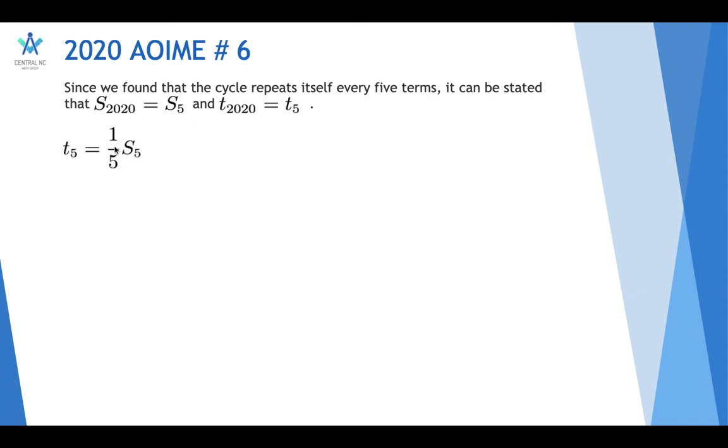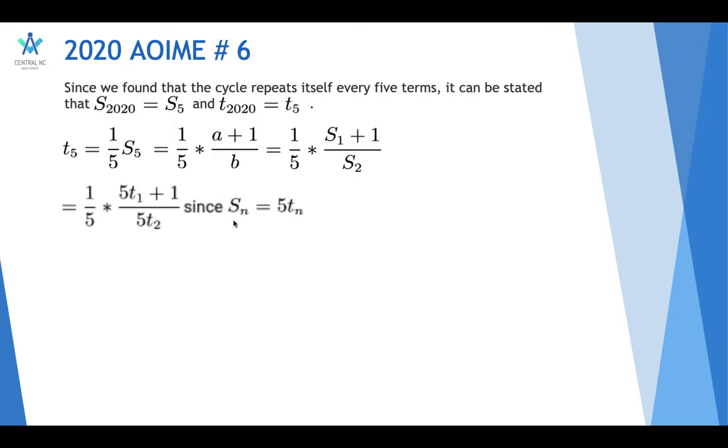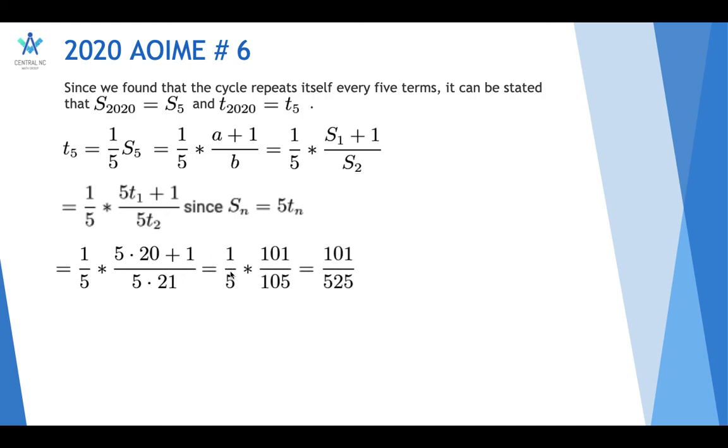T5 is 1/5 of S5, which is equal to 1/5 times A plus 1 over B. We found that on the previous slide, which is equal to, if you sub back in S1 and S2, you're just going to get this. And Sn equals 5tn, so we got 1/5 times 5t1 plus 1 over 5t2. And we are given that t1 is 20 and t2 is 21, so we get this, which simplifies out to 1/5 times 101 over 105, or 101 over 525.